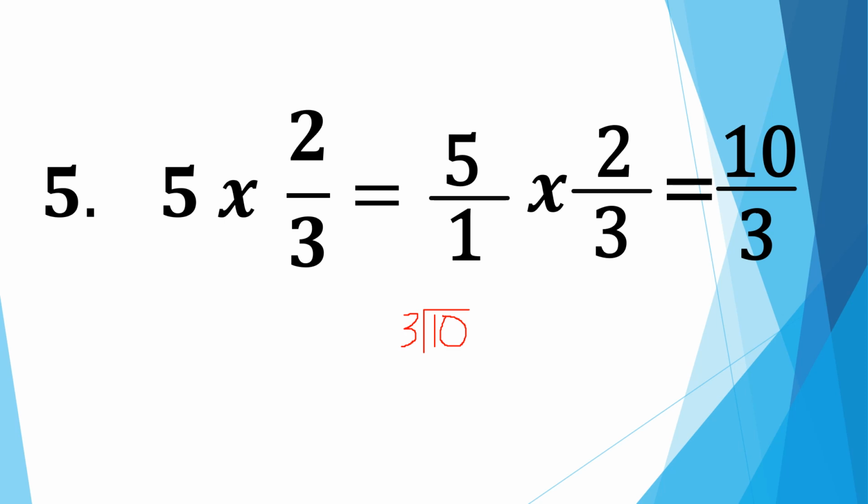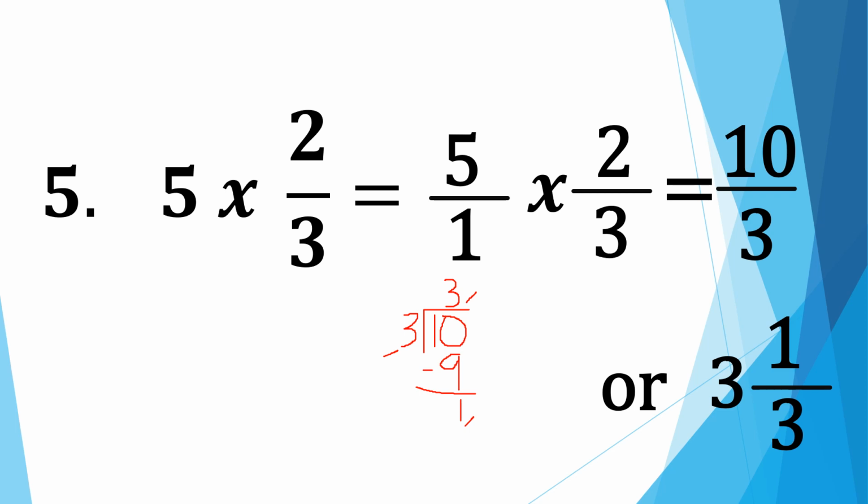10 divided by 3 is 3. 3 times 3 is equal to 9. 10 minus 9 is equal to 1. Remember, the quotient 3 is the whole number. The remainder 1 is the numerator. And the divisor 3 is the denominator. 10 over 3 or 3 and 1/3. Thus, 5 times 2/3 is equal to 10 over 3 or 3 and 1/3.